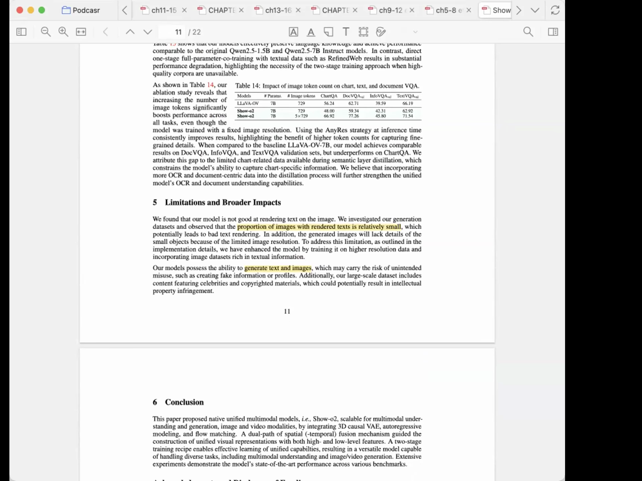So about the limitations, I think there are two parts. The first one is text rendering. The reason it has limitations in text rendering is that there is insufficient data input. For example, there are many images with little text and only a few images with a lot of text. So text rendering is quite poor in the current Show-O2.